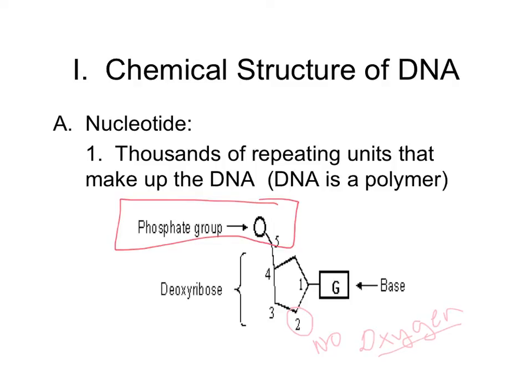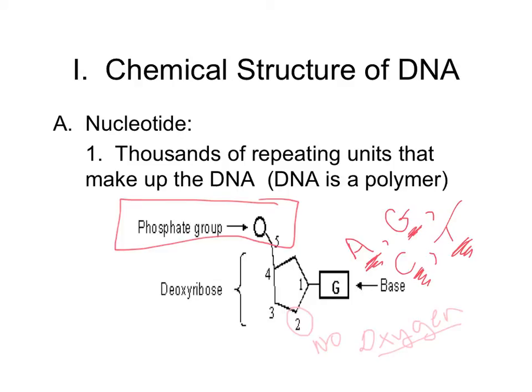The other thing to remember is that there's a base here. And in DNA, we have adenine as a possible base. We have guanine as a possible base. We have cytosine as a possible base. And we have thymine as a possible base. Those are the 4 nucleotides that we will find in DNA.